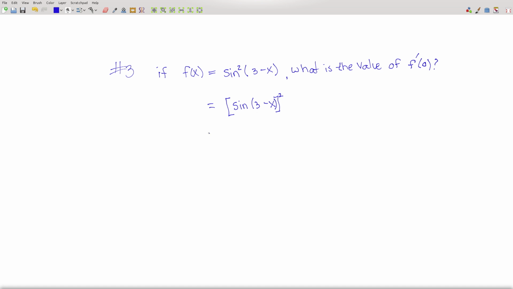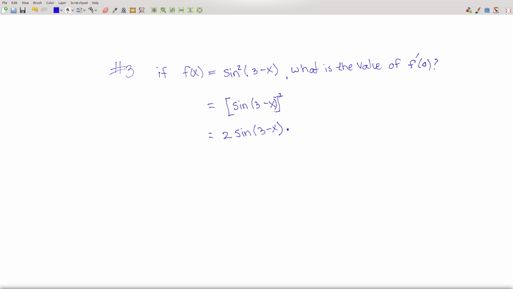So to begin with, we take the derivative of this outside function, which will become 2 times the sine of 3 minus x, and then the 2 minus 1 is 1, so it's all of this to the first power, but we don't need to write that. We do need to multiply this now times the derivative of the inside function. This is using the chain rule.